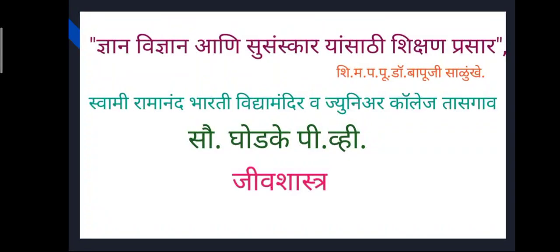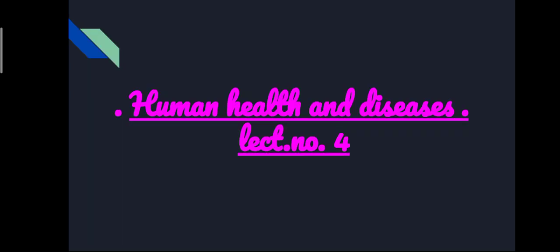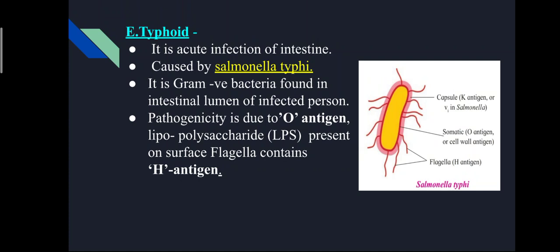Hello students, today we continue the topic human health and diseases. From this topic we start a new point, that is the different types of diseases. The first one we are going to study is typhoid. Typhoid is an acute infection of intestine. It is caused by Salmonella typhi.